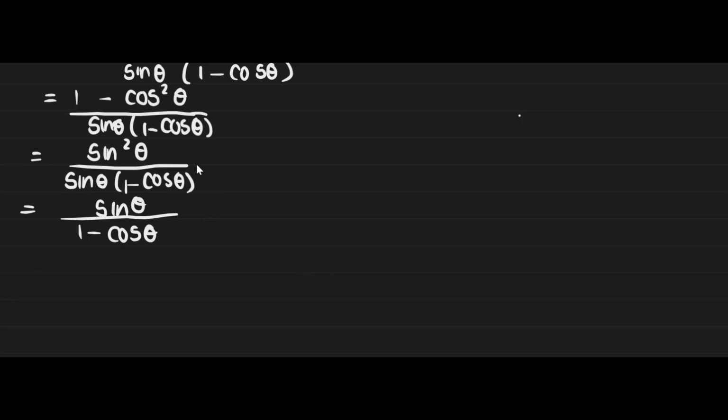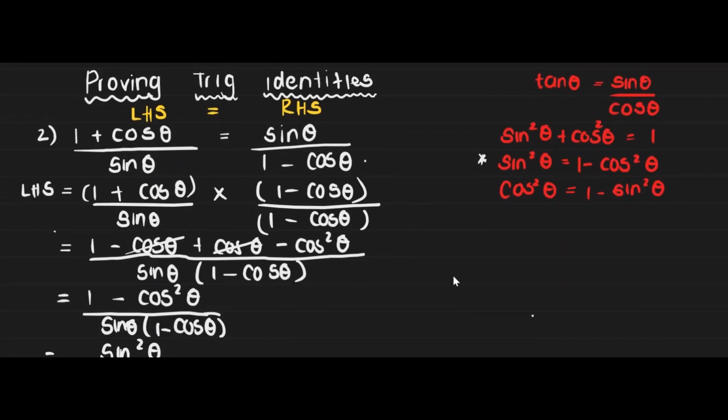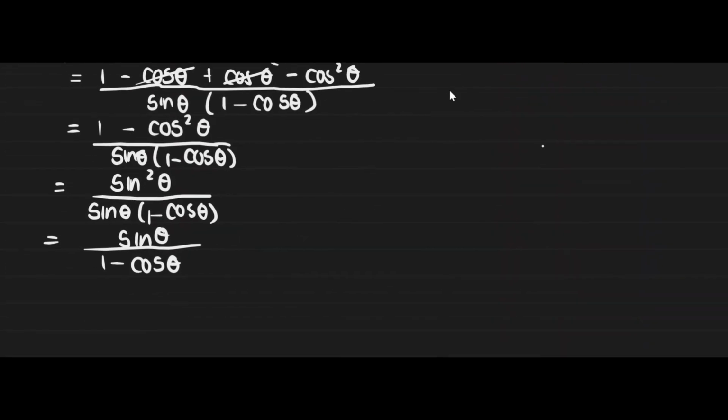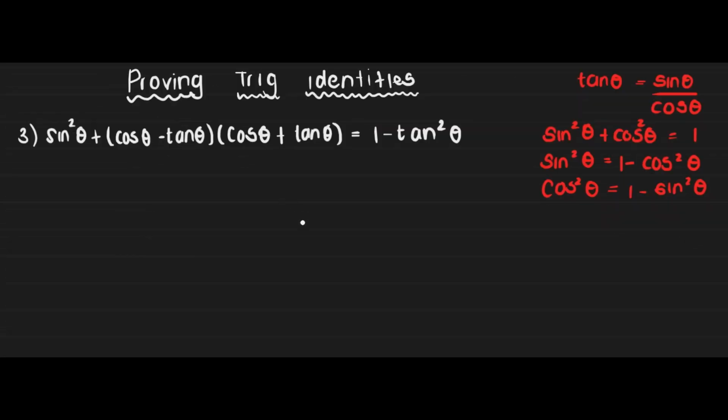So let's check whether our final answer matches up with the right hand side. Let's go up. We see the fact that sine theta divided by 1 minus cos theta is the same as what we got. So we're going to say this is equal to the right hand side. So this would be the final answer. So now let's look at question number 3.